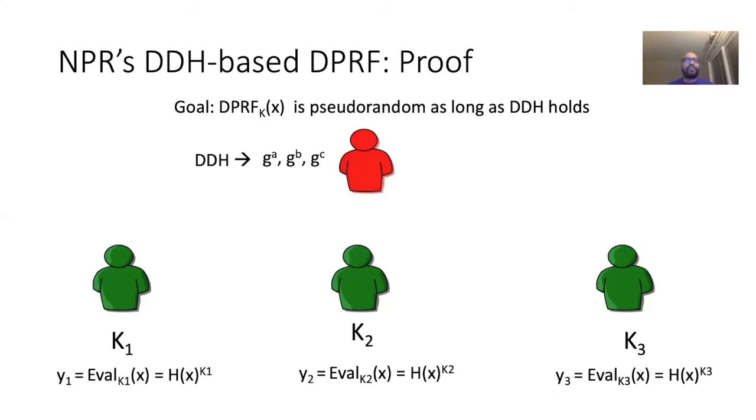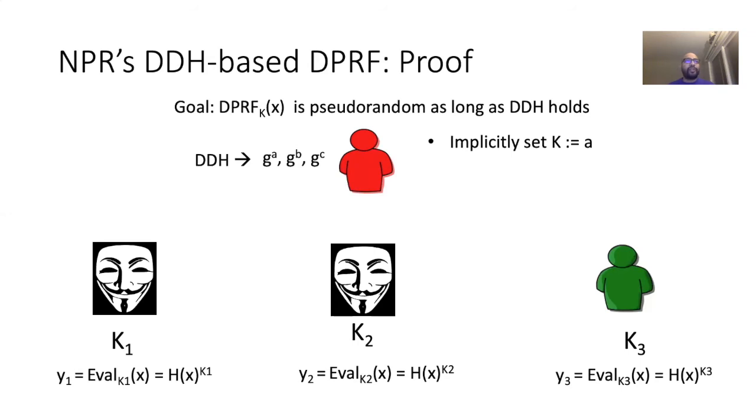So let's consider this reduction, which has the DDH tuple g^a, g^b, and g^c. What happens in the proof is that it implicitly sets the value a to the key K. It's implicit, which means it does not exactly know the value a or K, but it implicitly uses it. Now the adversary corrupts parties, like party 1 and party 2 in this case.